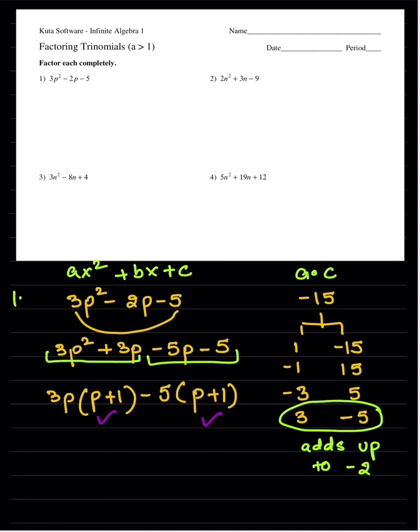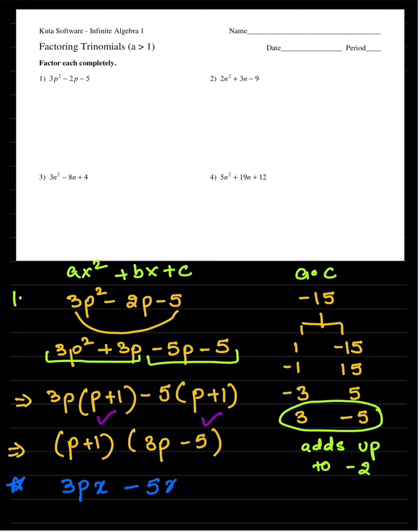From the first two terms, I can factor out 3p and it will leave me with p plus 1. And I will factor out negative 5 from the last two terms, which will give me again p plus 1 in the parentheses. So my two factors are p plus 1 and 3p minus 5.